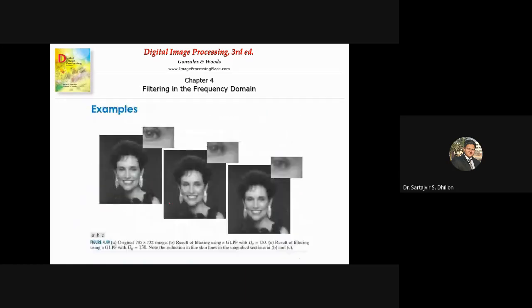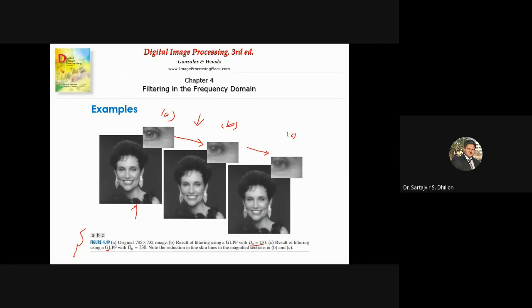There are some other examples we can go through. This is an example of a Gaussian low pass filter. There is the original image, and in another we have used a cutoff frequency of 150. Figure B is smoother as compared to figure A, and figure C is smoother as compared to figure B.